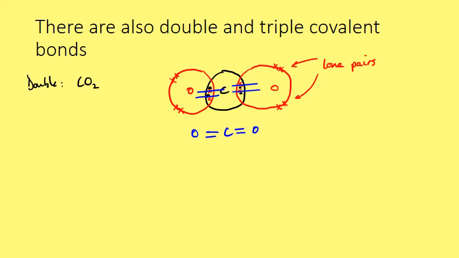Yeah, so that's an example of a double bond. Let's do an example of a triple bond. And the ubiquitous triple bond is between nitrogen atoms in an N2 molecule. And nitrogen does a bit of promotion as well. So nitrogen, it's going to be 1s2, 2s2, 2p3.